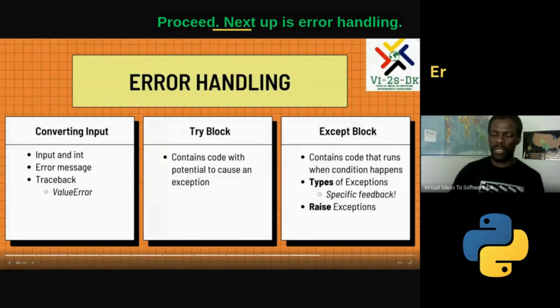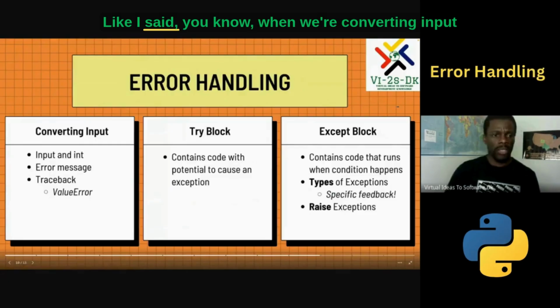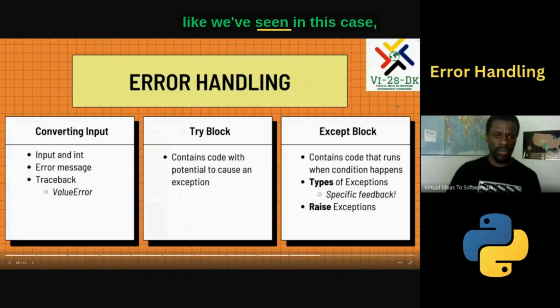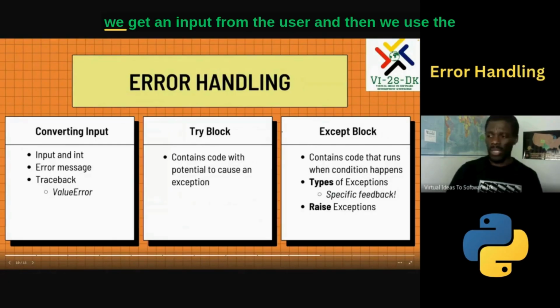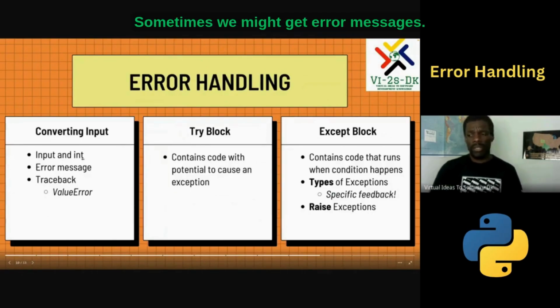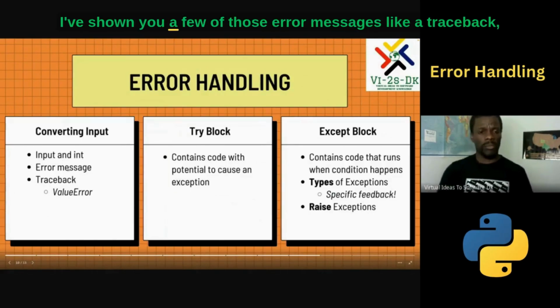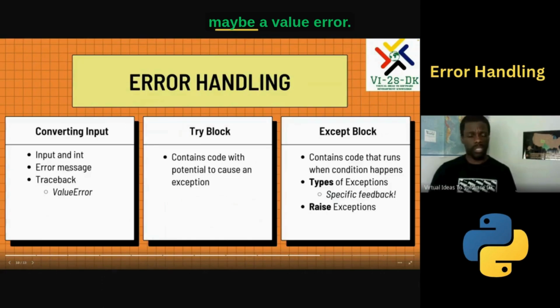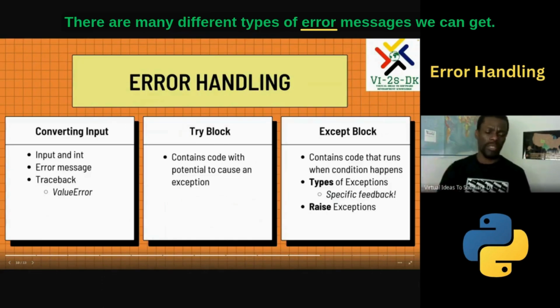Let's proceed. Next up is error handling. Like I said, when we're converting input, like we've seen in this case, we get an input from the user and then we use the int function to cast it. Sometimes we might get error messages. I've shown you a few of those, like a traceback, maybe a value error. There are many different types of error messages we can get.